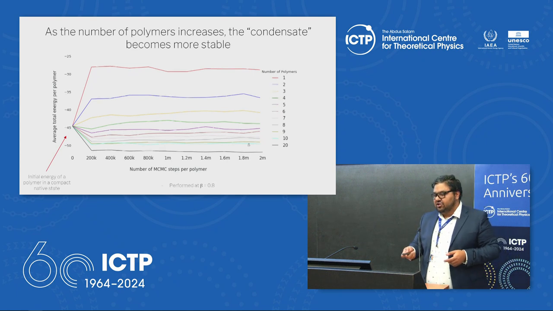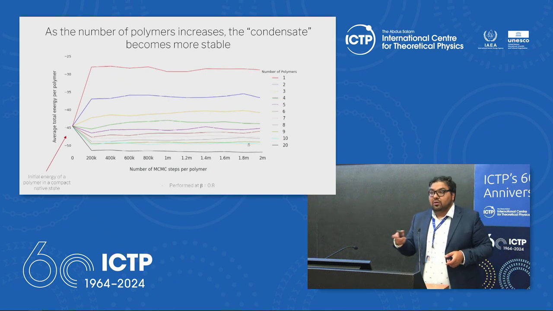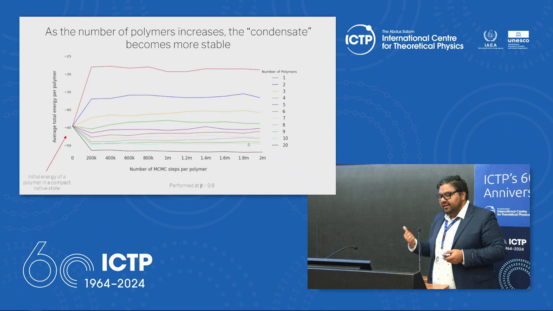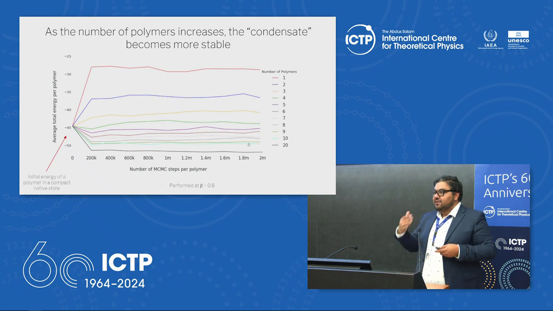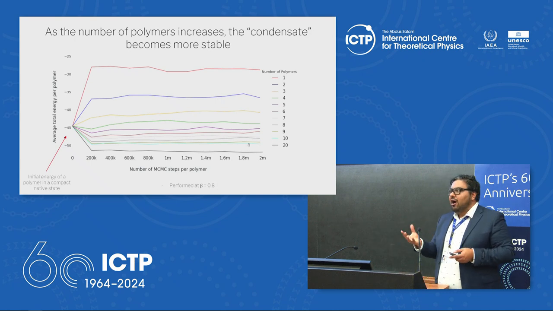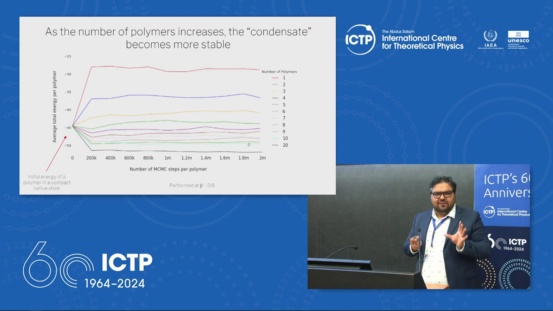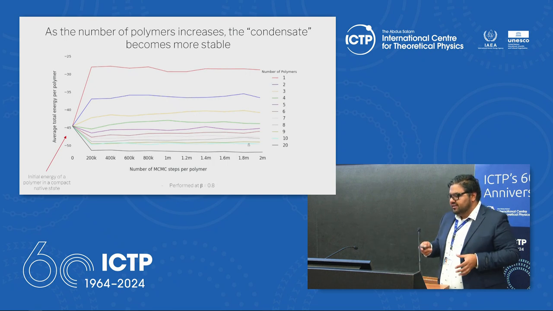And as you can see, as the number of polymers in the simulation increases, the stability also increases. So you're looking at the average total energy per polymer on the y-axis, and as the number of polymers increase, the total negative energy also increases, which means this condensate is making each polymer even more stable than what it was in its compact native state. And so that was kind of our surprising result that we usually don't see in ordered proteins.